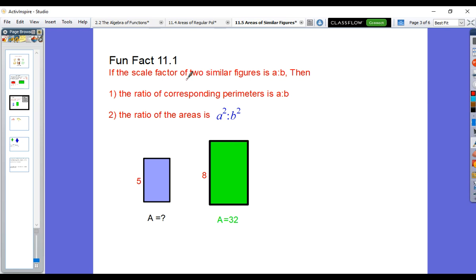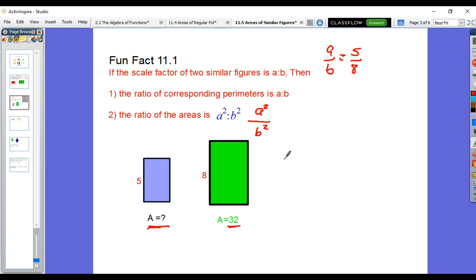So it says right here, the scale factor of two similar figures is just A to B, and the ratio of the perimeter is A to B. So the ratio of their area is A squared to B squared, which can also be written as A squared over B squared. So let's take this as an example. Here we've got 5 to 8, so our A to B will equal 5 to 8. Now, we are missing one area, and we're looking for it.